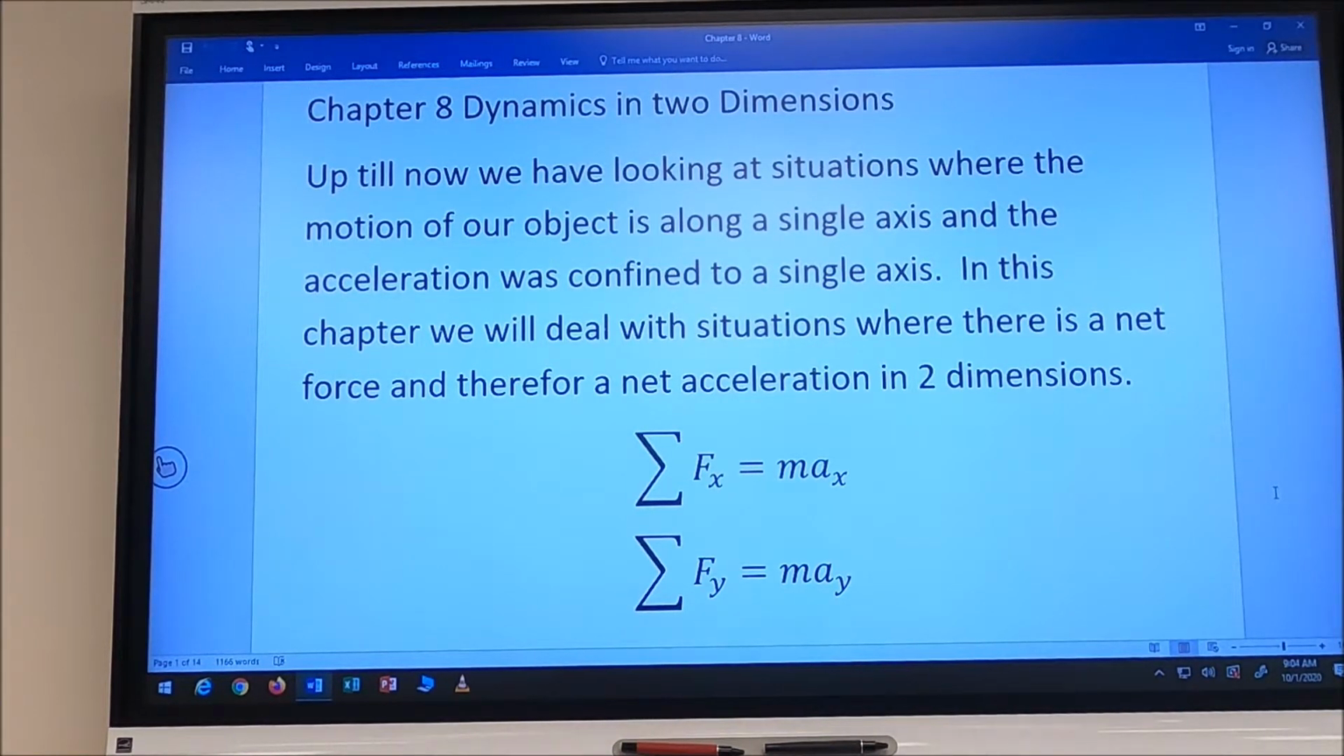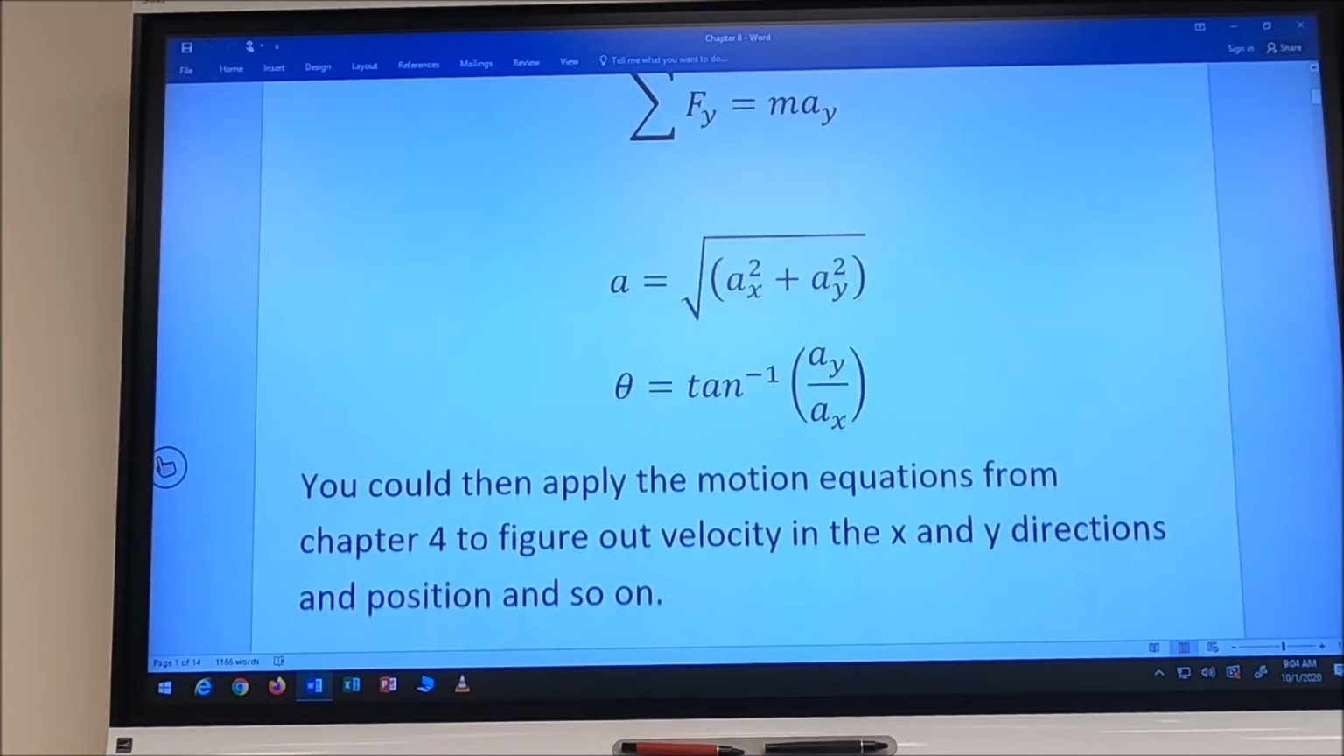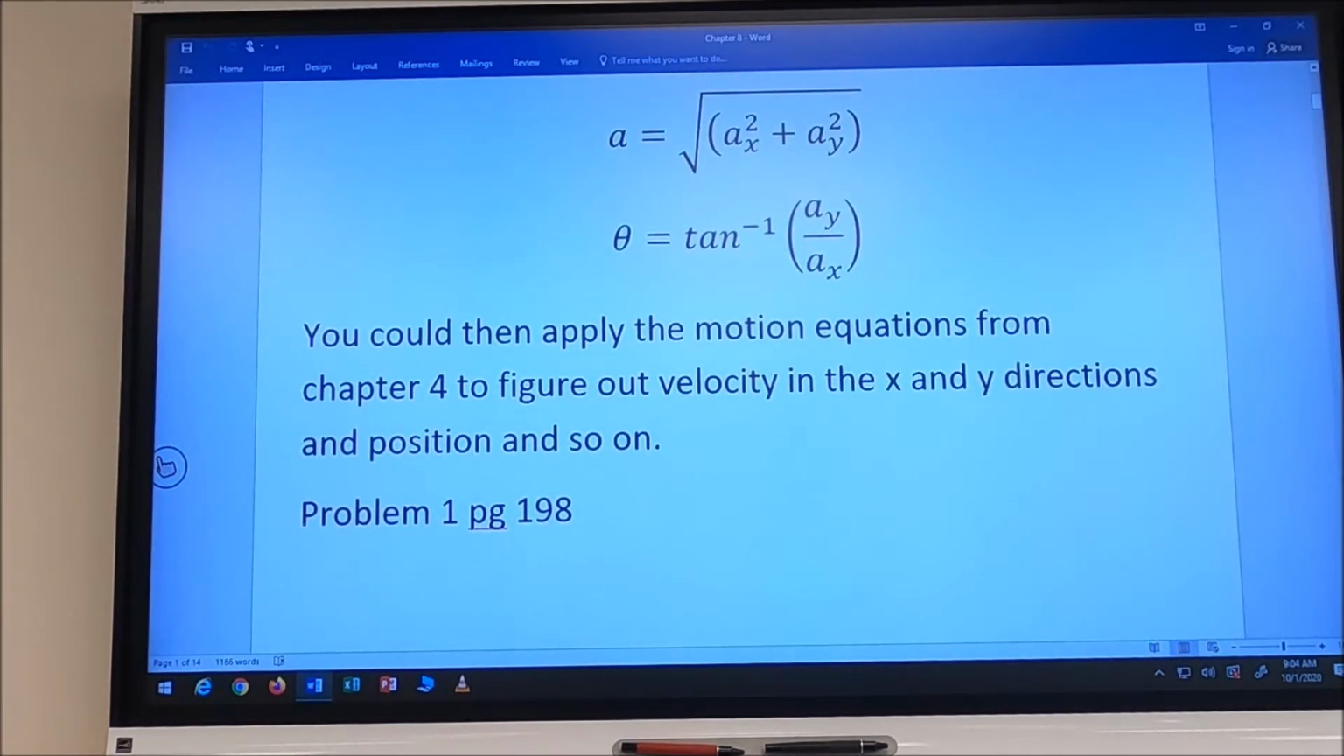So the sum of the forces in the y direction is going to equal mass times acceleration in the y direction. Sum of forces in the x direction equals mass times acceleration in the x direction. So A is going to be the square root of ax squared plus ay squared, and the direction of the acceleration we get by theta equals the inverse tangent of ay over ax. You can apply all of the motion equations that we had in chapter 4 to figure out the velocity in x and velocity in y, and to help us figure out the x position, the y position, and so on and so forth.